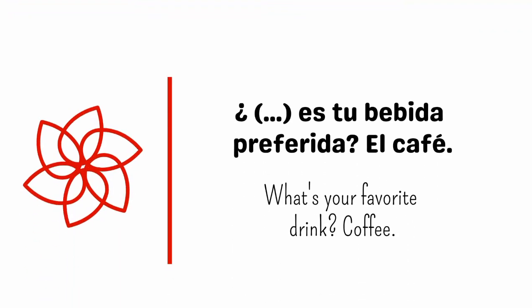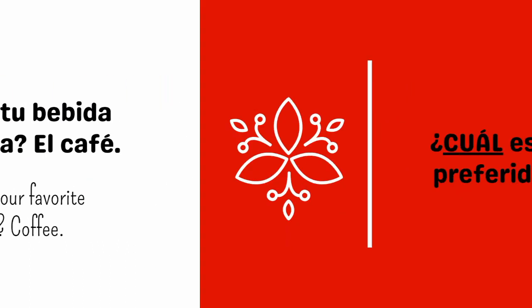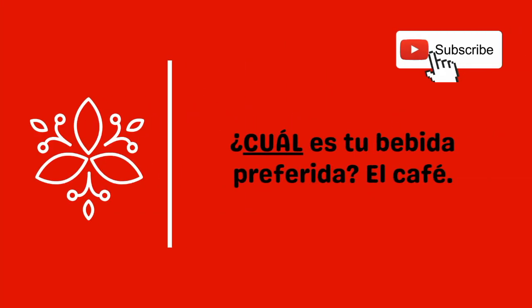Venga, solo quedan 5 más. In this case, what's your favorite drink? You're using what in English? Let's see. What's the missing interrogative pronoun in this sentence in Spanish? ¿Es tu bebida preferida? El café. Preferida and favorita, they mean the same. Very, very good. Muy, muy bien. Con el adjetivo, with the adjective, favorito, favorita, or preferido, preferida, we use cuál.